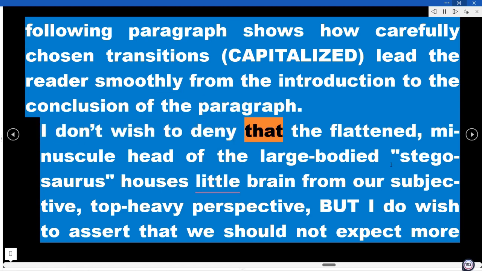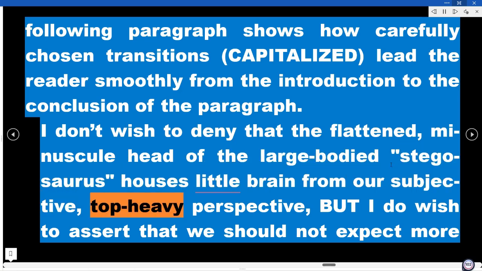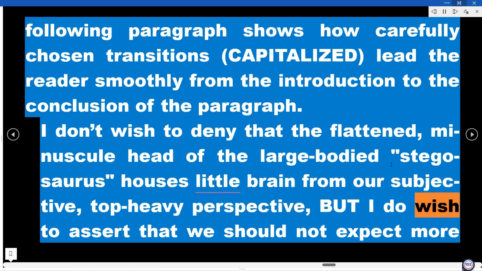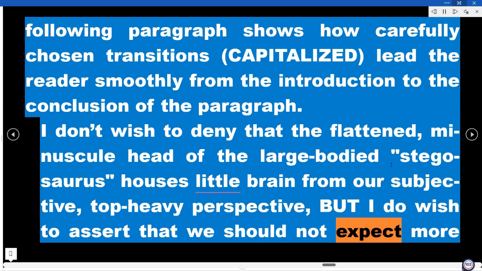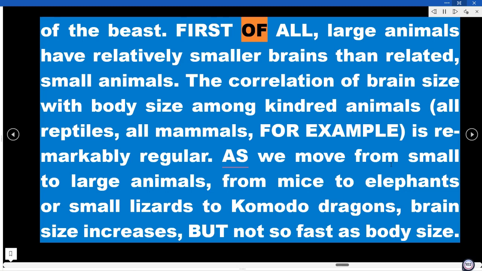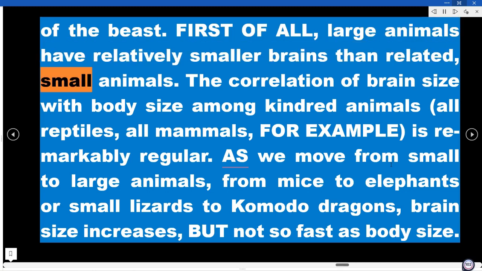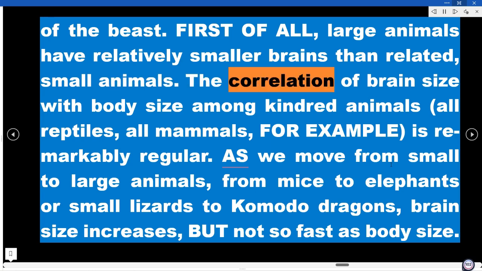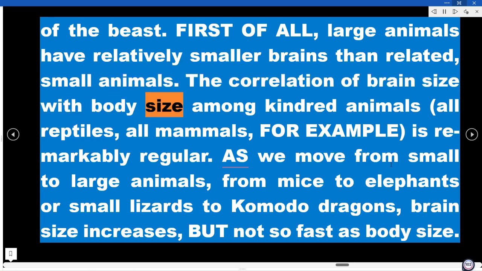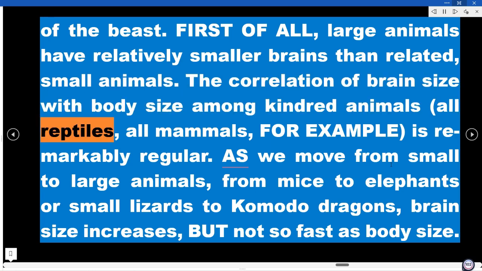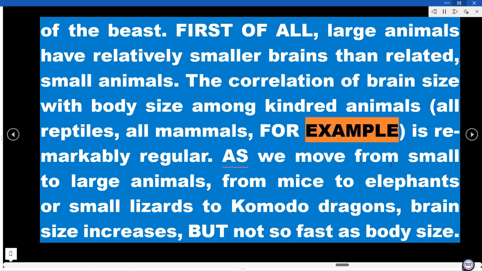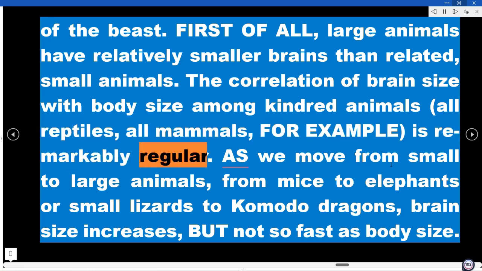I don't wish to deny that the flattened, minuscule head of the large-bodied Stegosaurus houses little brain from our subjective, top-heavy perspective, but I do wish to assert that we should not expect more of the beast. First of all, large animals have relatively smaller brains than related, small animals. The correlation of brain size with body size among kindred animals, all reptiles, all mammals, for example, is remarkably regular.